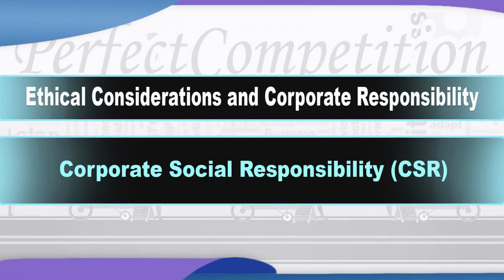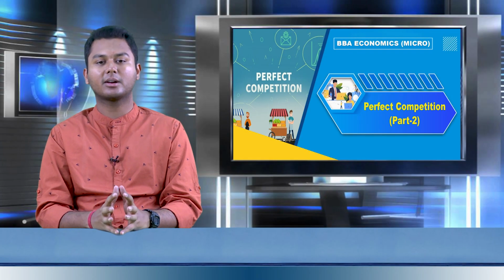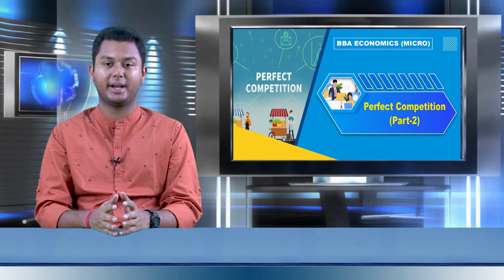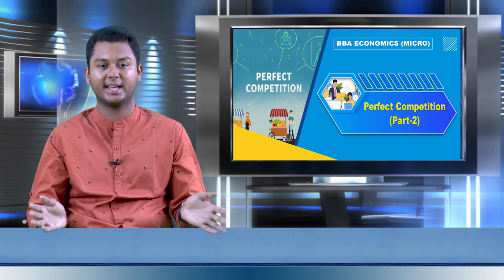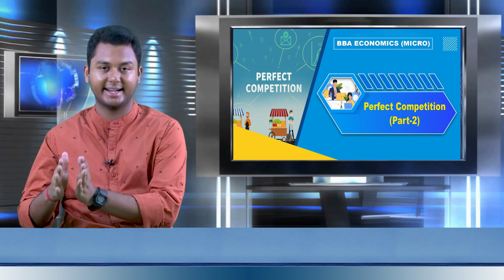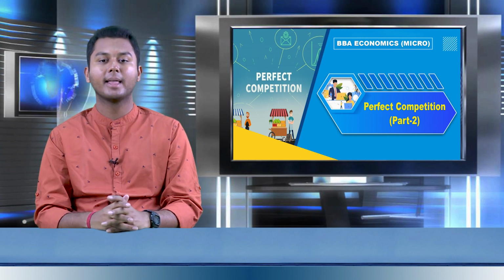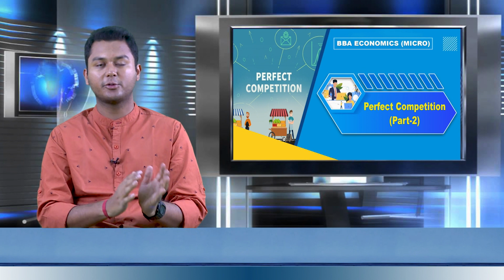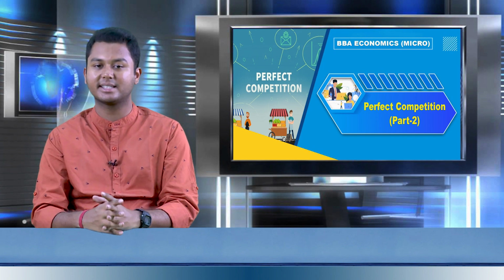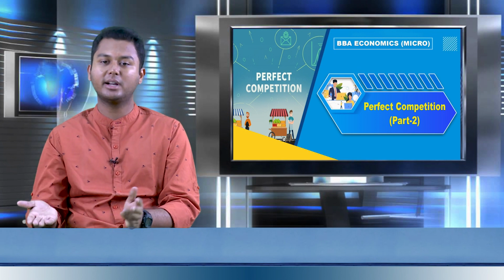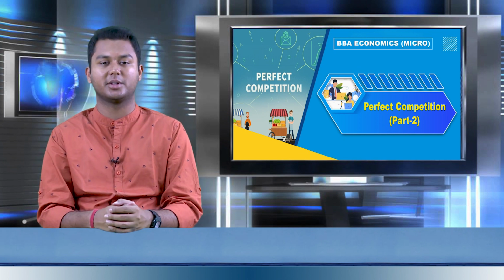This leads to the concept of CSR, corporate social responsibility. Firms in a perfectly competitive market must operate efficiently while also considering the broader impact of their actions on society and the environment particularly. This perspective encourages future business leaders to integrate CSR into their business strategies, balancing profit with social and environmental responsibilities.